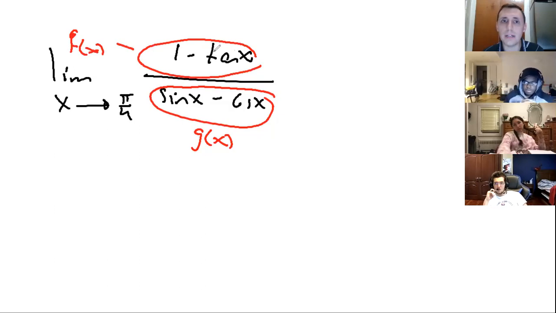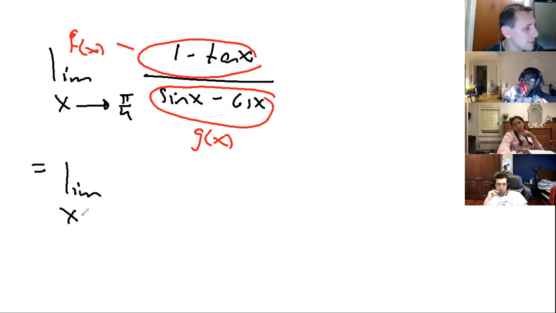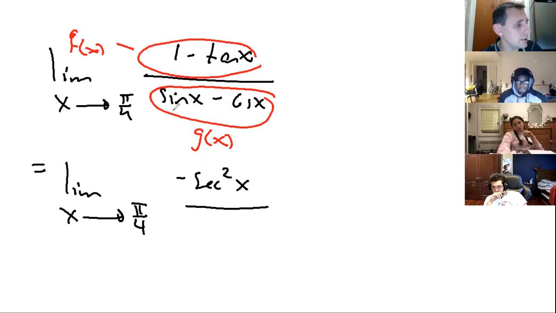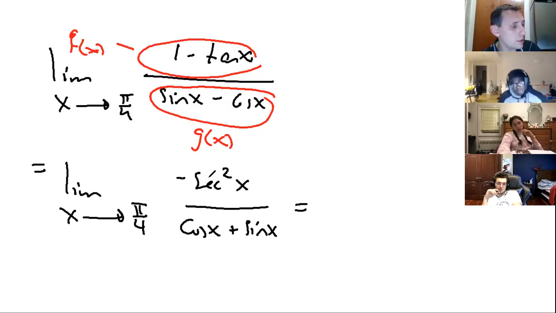So by L'Hopital's rule, this is simply the limit as x goes to pi over 4 of the derivative of the numerator, which is minus secant squared x, divided by the derivative of sine, which is cosine x, and the derivative of cosine is minus sine x, so it's cosine x plus sine x. Now, if I plug in pi over 4 in the numerator, secant of pi over 4 is square root of 2. Squared, it's just 2. So we have minus 2.